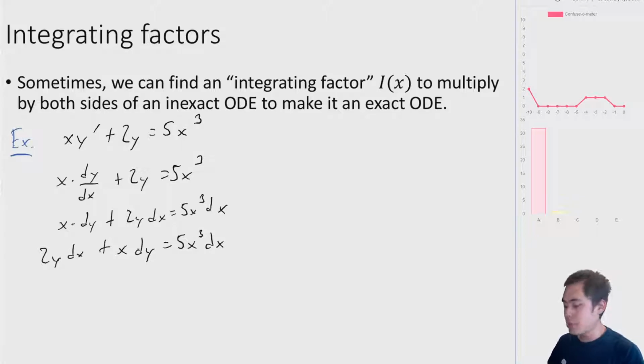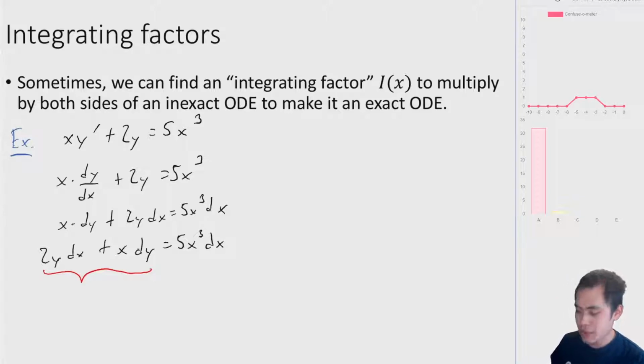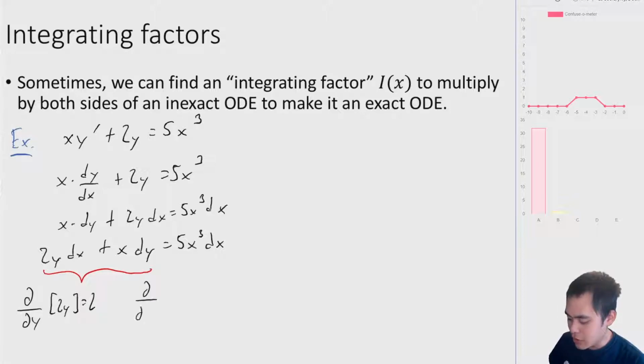So now what we want to do is we want this left-hand side to be exact. So ideally this would be exact. Well, is it exact? Let's test it out. So del y of 2y is equal to 2, but del x of x is equal to 1. And these are not equal, so this is not exact.